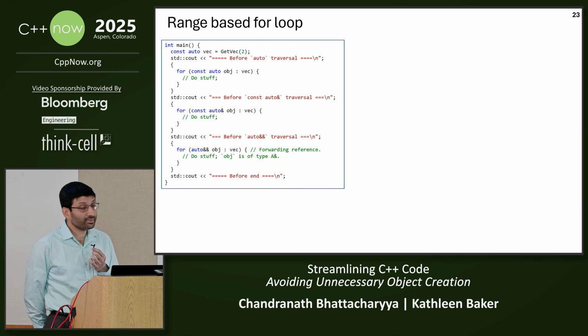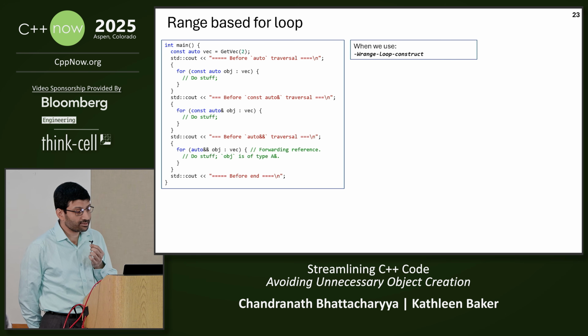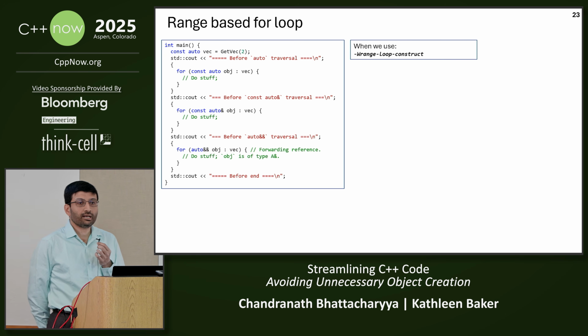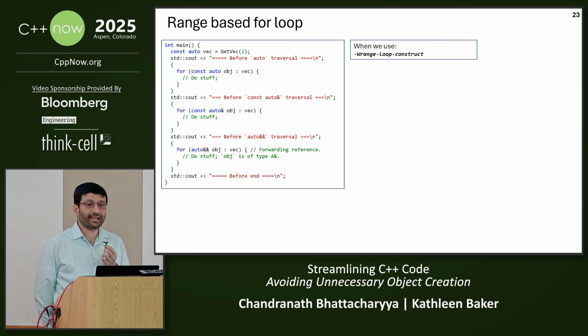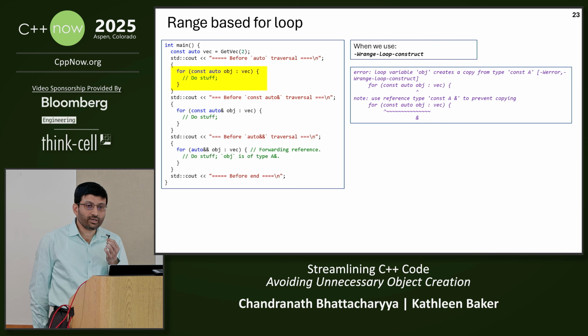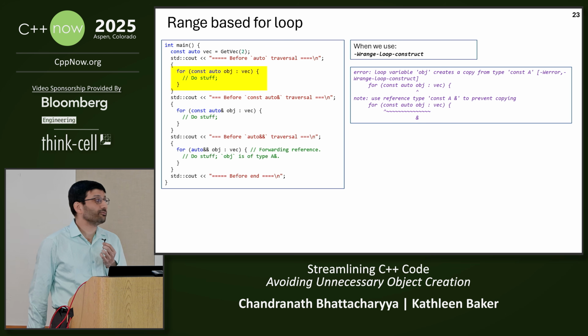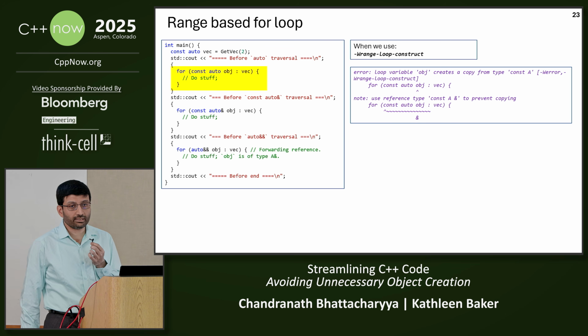So let's just take the same example and try out a warning. This warning is known as range loop construct. This comes under the umbrella of -Wall warnings in Clang. That's in the output. As you can see, it rightly points out this particular issue, which can be optimized, which can be converted to a const auto reference, which is great.